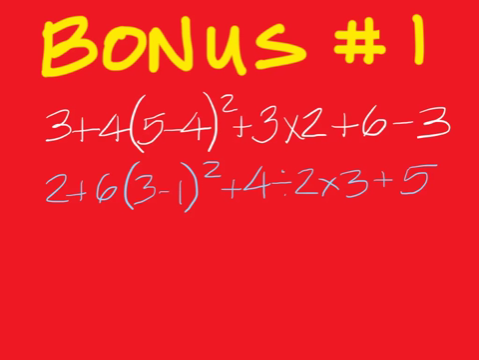On the bonus problems, we should have had 16 for the first one and 37 for the second one.